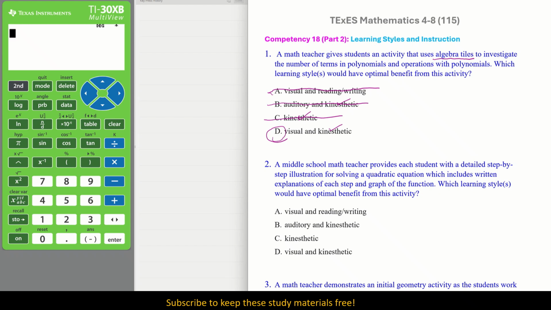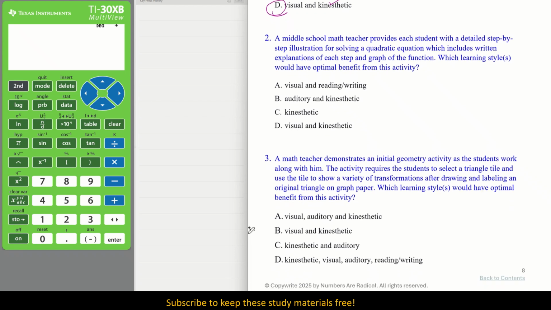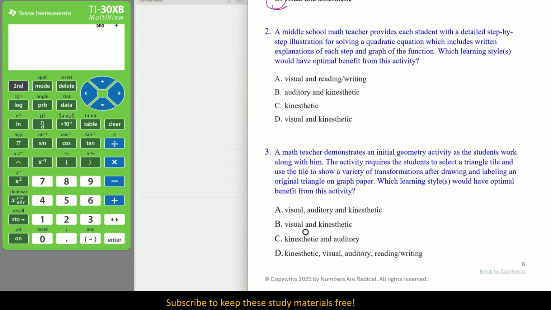Okay, so have that in mind every time you have a hands-on situation. When there's a hands-on situation, the student is creating their visual. All right, so let's look at number 2.